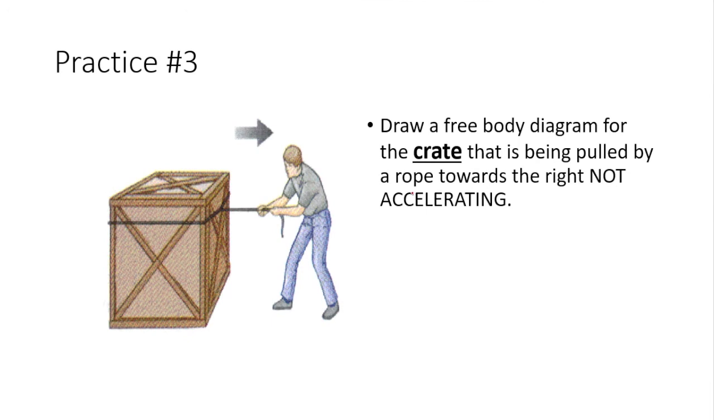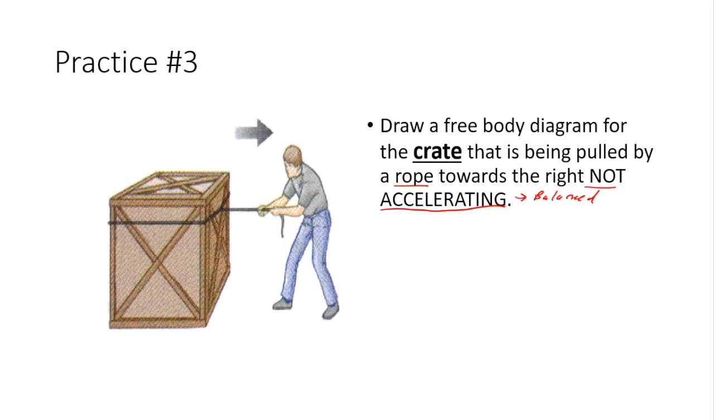Let's take a look at another example here. It says draw a free body diagram for a crate that is being pulled by a rope. That's important that it's a rope, towards the right, and it is not accelerating. Okay, so not accelerating tells us again that this is balanced. So here's our crate. All right, here's our rope.